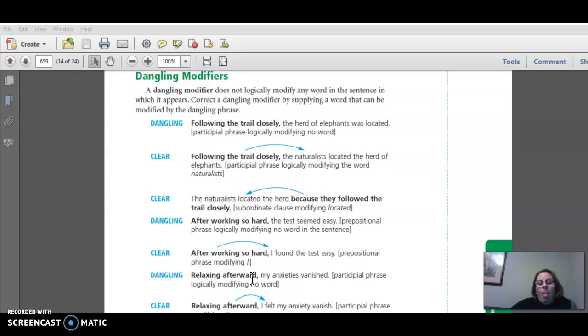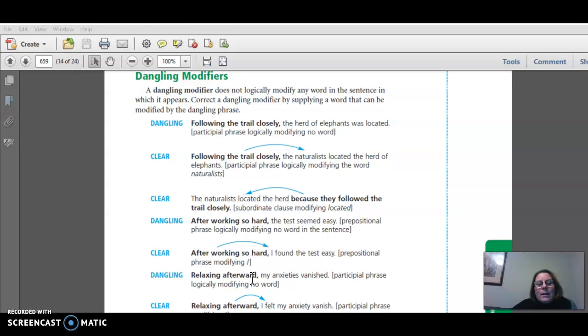So, following the trail closely, the herd of elephants was located. We're missing something there, right? We need to know who is following the trail closely. That's what we need to supply. So, following the trail closely, the naturalist located the herd of elephants. Aha, that makes sense. Or, the naturalist located the herd because they followed the trail closely. Now we created that little subordinating clause and voila, it works well.